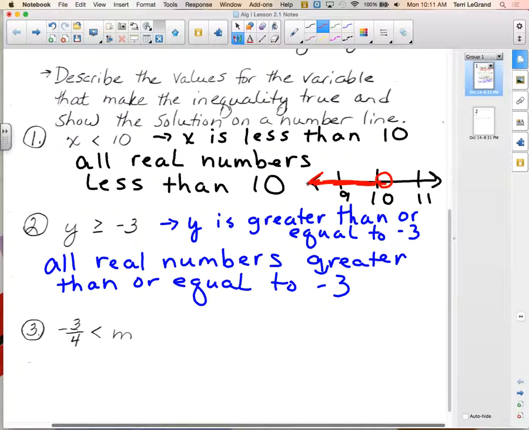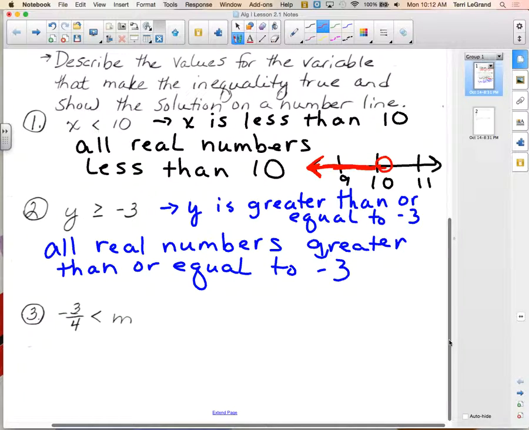This is how I do mine. You have a way, maybe, but show it shaded. And make sure that the arrow also gets shaded, because we know that it goes on infinitely in that direction, and all those numbers are included also.